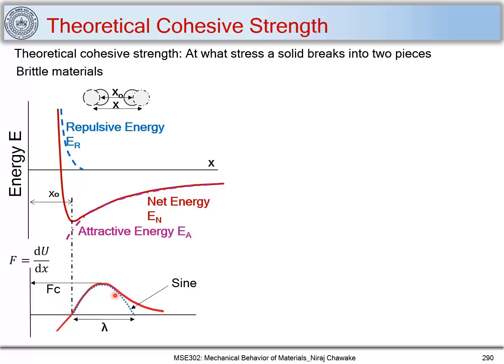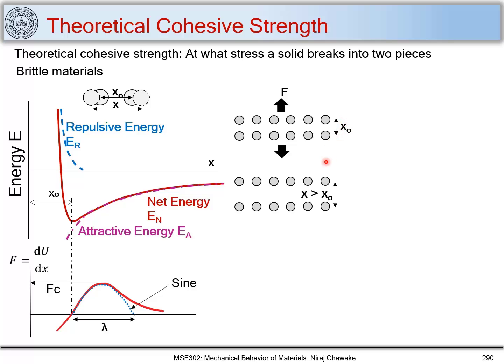Now I can formulate this force with respect to x using a simple sine function, and let's consider these scenarios. The first scenario is that you apply a force and the equilibrium distance is x naught. Then you increase the force in such a way that x becomes greater than x naught. The material is getting pulled away, and when x equals x naught plus lambda, that is this complete distance here, the material will break. That is the third scenario.